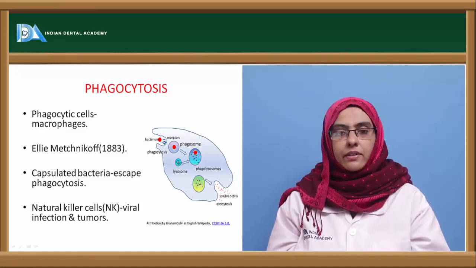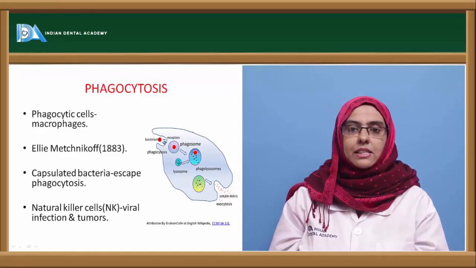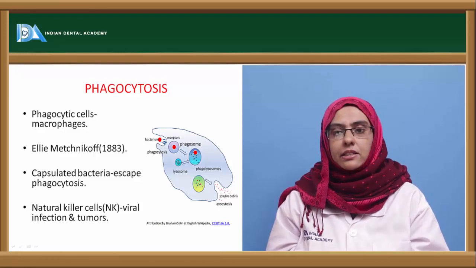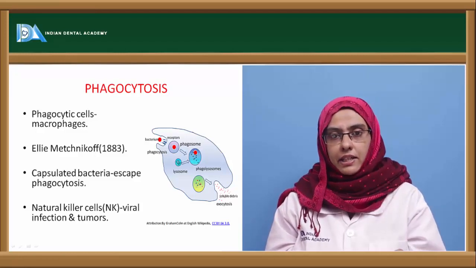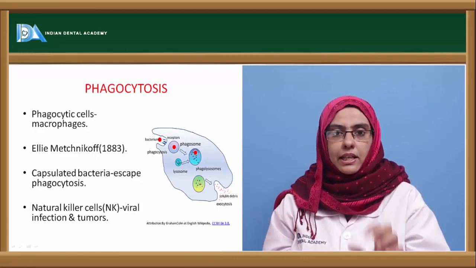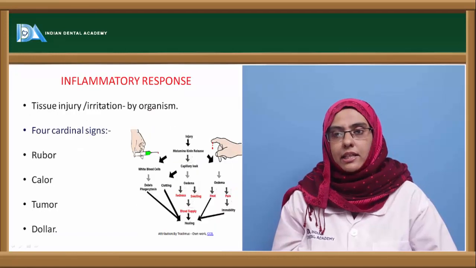And next we have the other type of cells, that is the natural killer cells. They are non-specific cells that usually are active against viral infection and tumor cells. That is, they detect the virus-infected cells in our body and the tumor cells, and they will try to eliminate these cells from our body. So they are called natural killer cells.